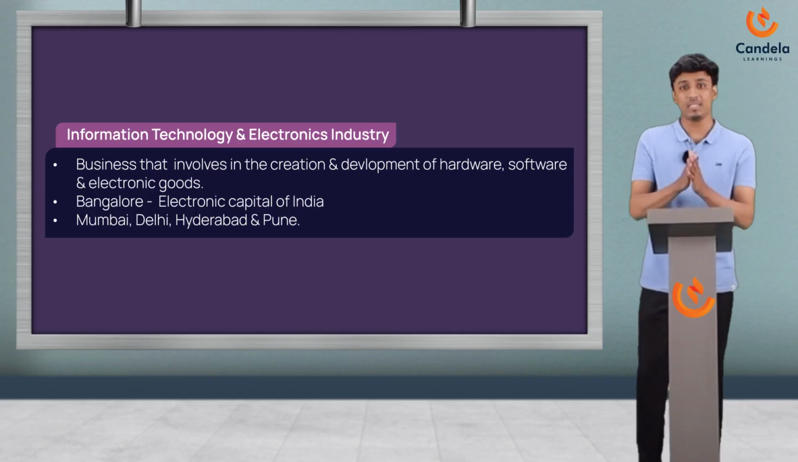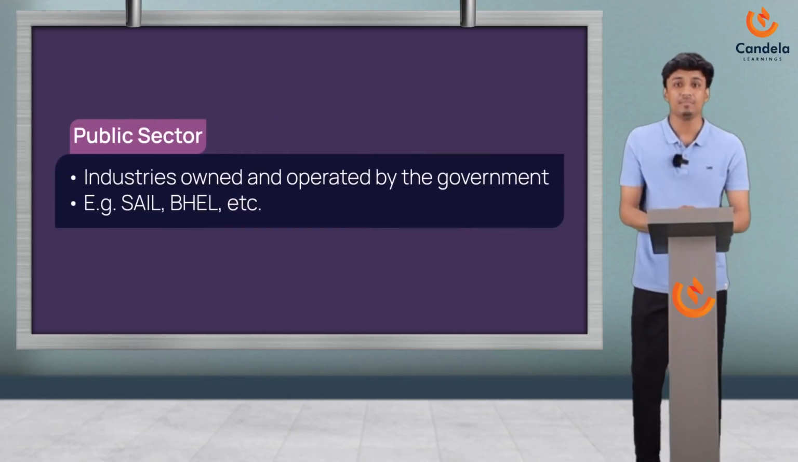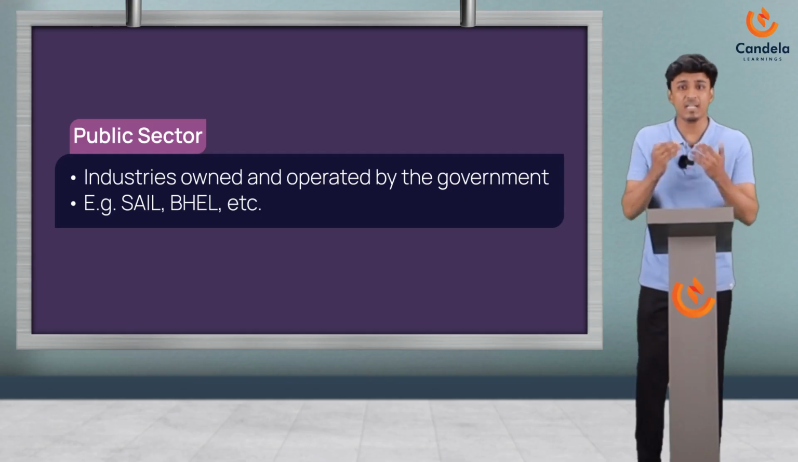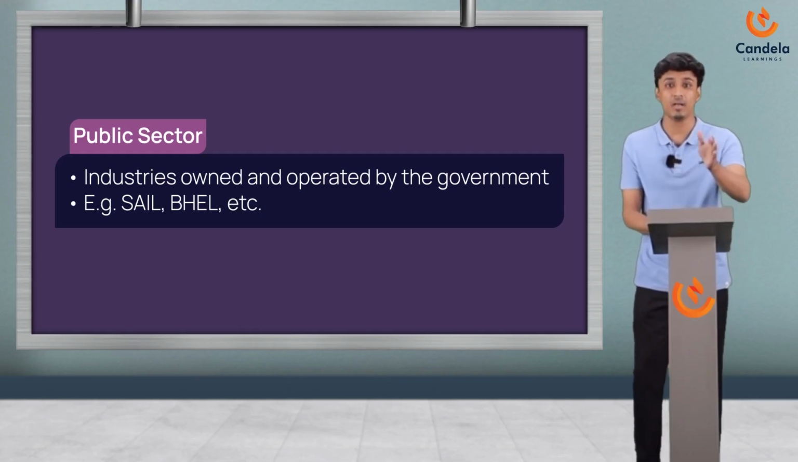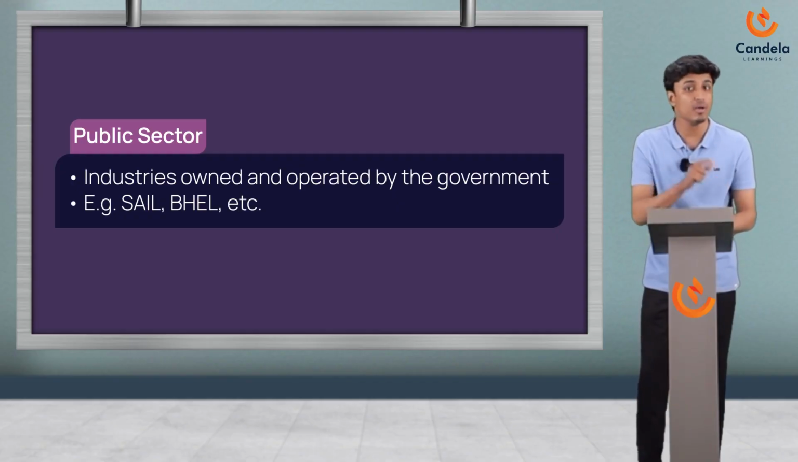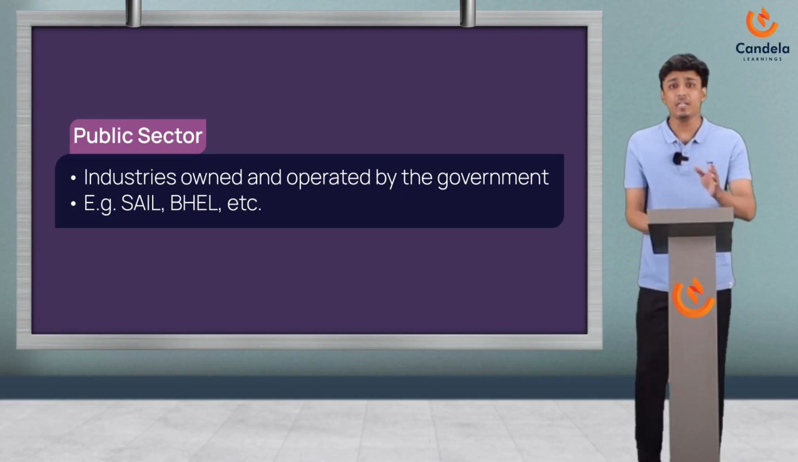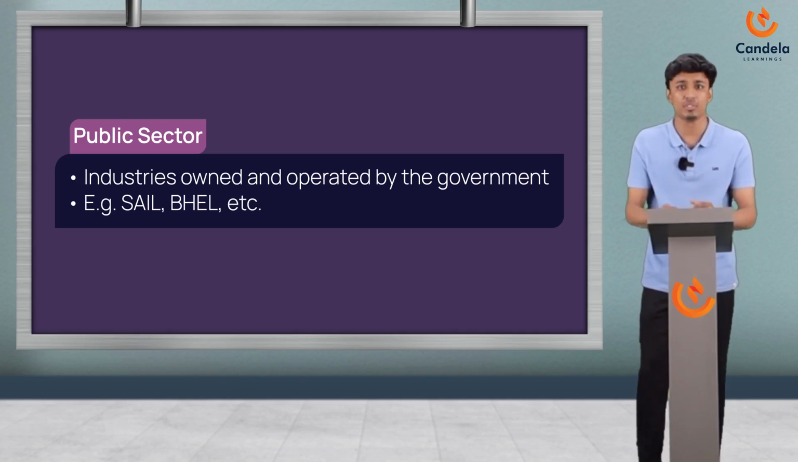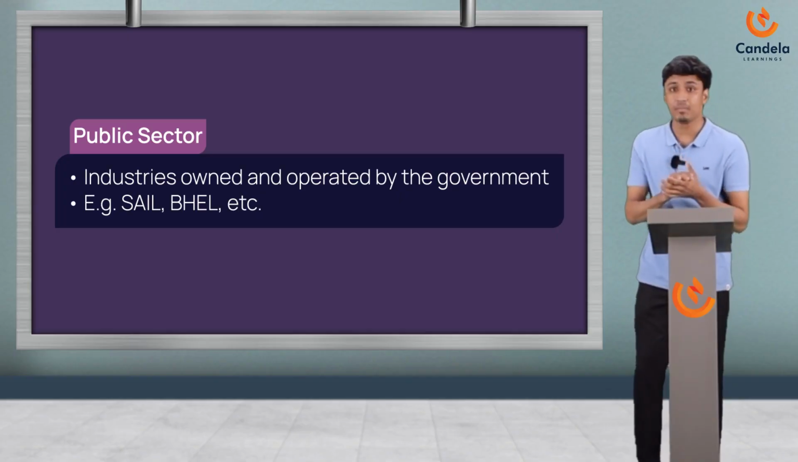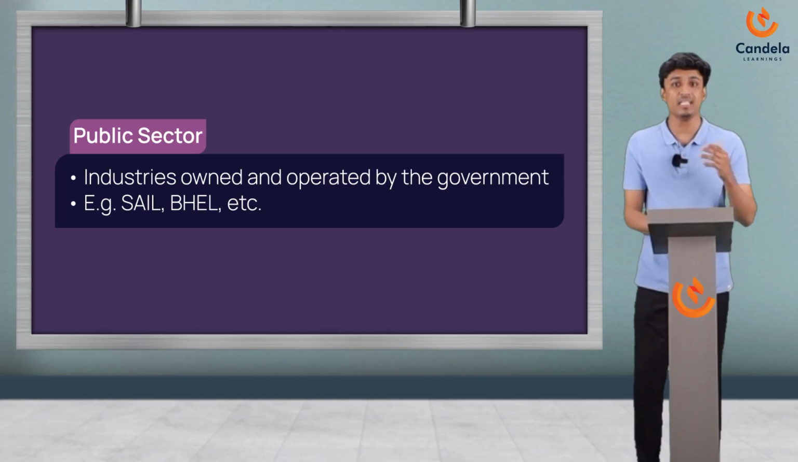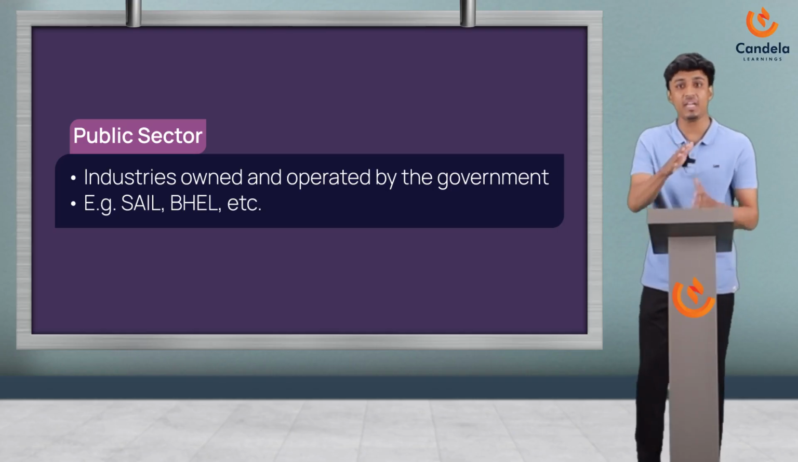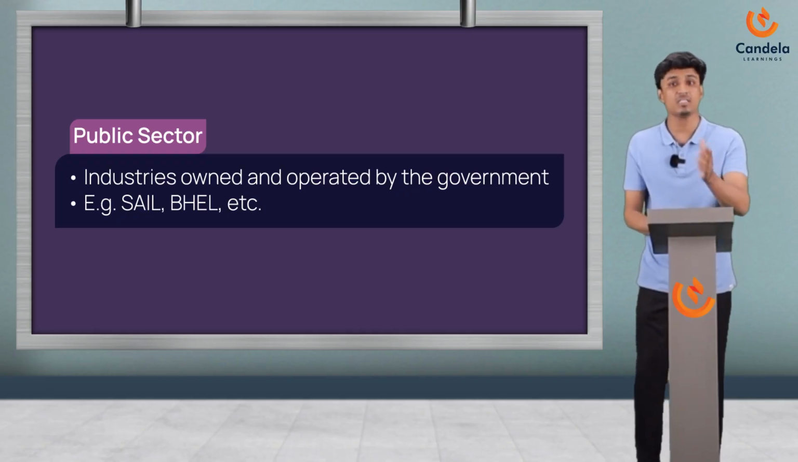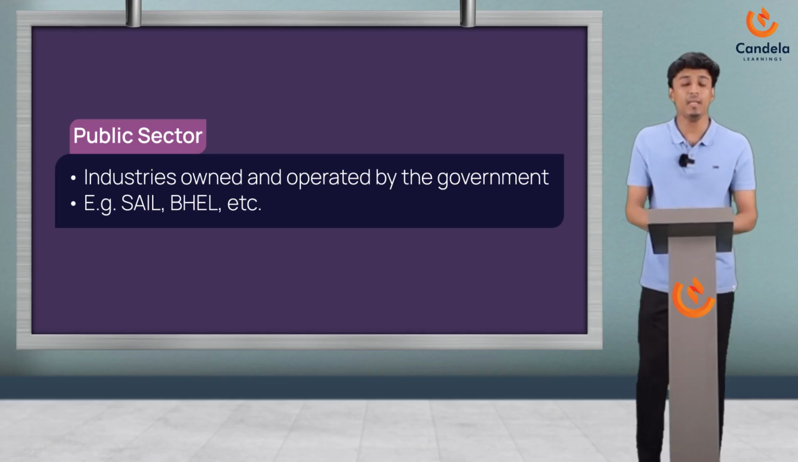So now let's check what all things come under the basis of ownership. Under that, the first one is the public sector. The public sector refers to organizations that are owned and operated by the government rather than private individuals or businesses. These kinds of organizations provide essential services to the public such as healthcare, education, transportation, and law enforcement. Understood? So here you can see the examples of public sector: SAIL, which means Steel Authority of India Limited, and BHEL, which is Bharat Heavy Electricals Limited. So all this comes under public sector.